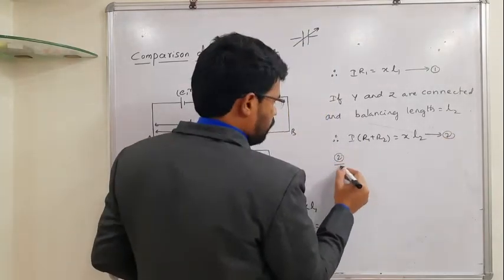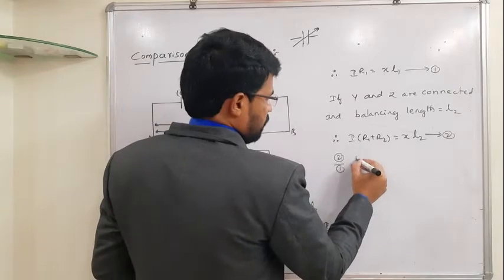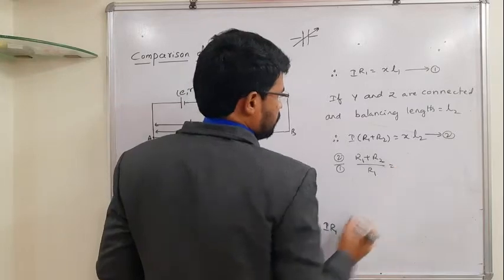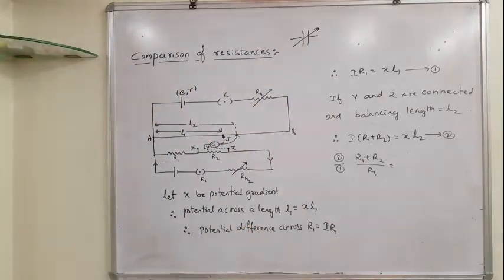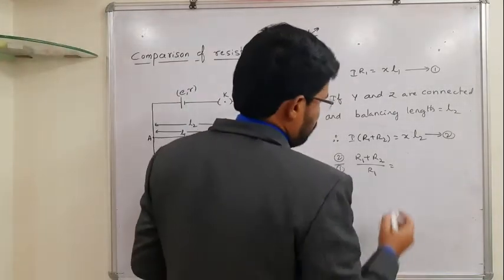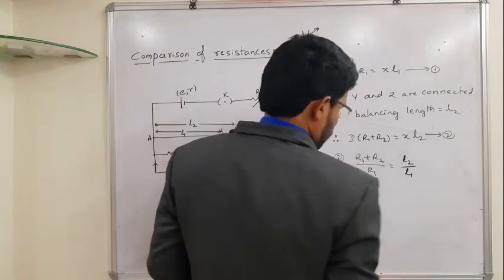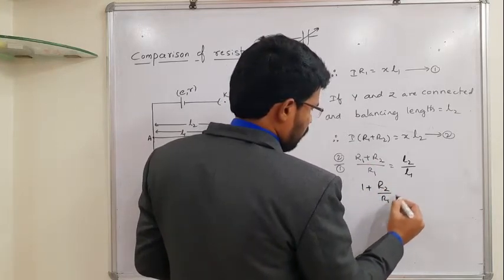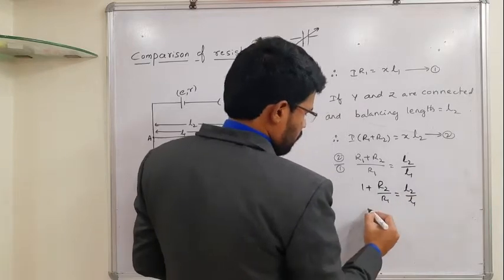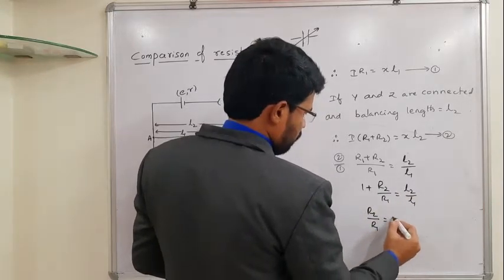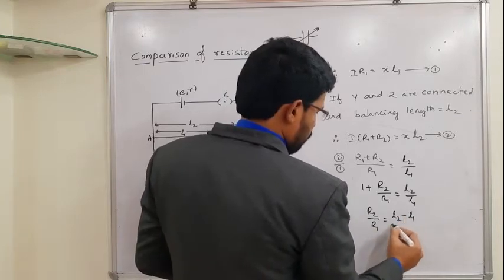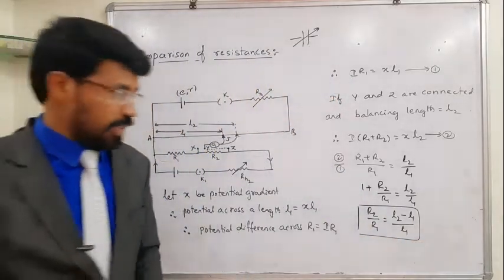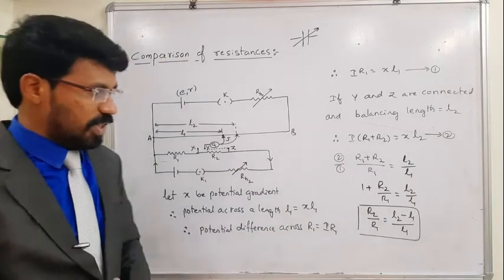Now divide equation 2 by 1. What will you get? I gets cancelled. You will have (R1 plus R2) by R1, which is equal to what? X gets cancelled, which is equal to L2 by L1. So you will have 1 plus R2 by R1 equal to L2 by L1. Therefore, R2 by R1 is equal to (L2 minus L1) by L1. So this is how you can compare two resistances.